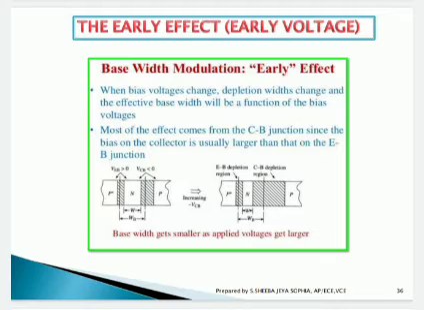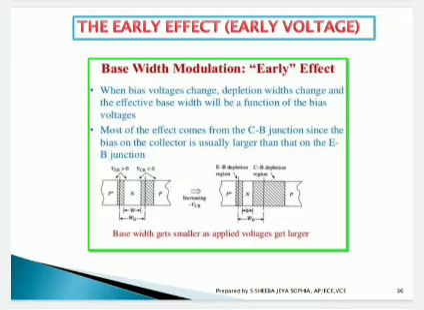What is meant by this early effect? When bias voltage changes, the depletion width changes and the effective base width will be a function of these bias voltages. Most of the effect comes from the collector to base junction, since the bias on the collector is usually larger than that of the emitter to base junction. And so this early effect occurs largely in our BJT, bipolar junction transistor.